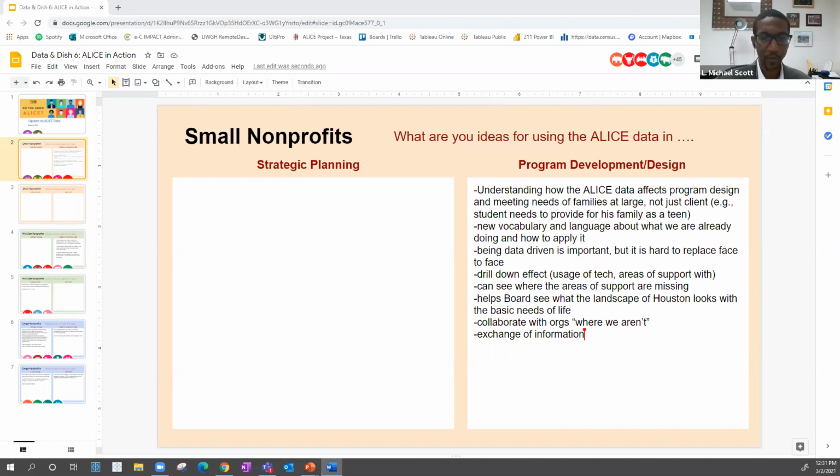We also talked about a new vocabulary and language. I think that was Armando sharing from Mecca about how we're doing the same work, it hasn't changed, but now we have a new vocabulary, new framework, new structure. So how do we apply that language? How do we put that to use in what we do? Those two are the bigger ideas.